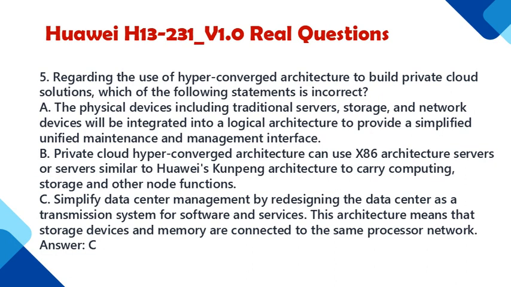5. Regarding the use of hyper-converged architecture to build private cloud solutions, which of the following statements is incorrect? A. The physical devices including traditional servers, storage, and network devices will be integrated into a logical architecture to provide a simplified unified maintenance and management interface. B. Private cloud hyper-converged architecture can use x86 architecture servers or servers similar to Huawei's Kunpeng architecture to carry computing, storage, and other node functions. C. Simplify data center management by redesigning the data center as a transmission system for software and services. This architecture means that storage devices and memory are connected to the same processor network. Answer. C.